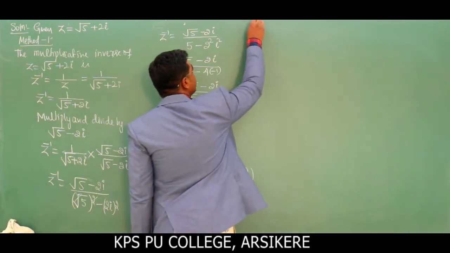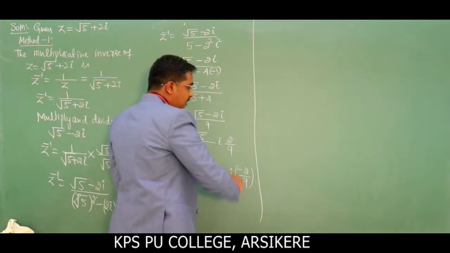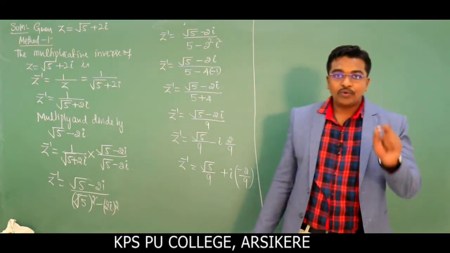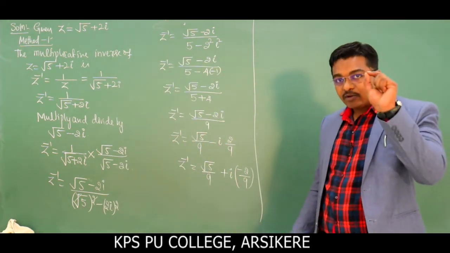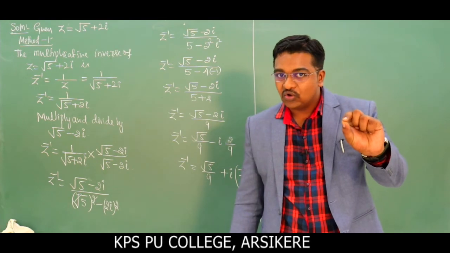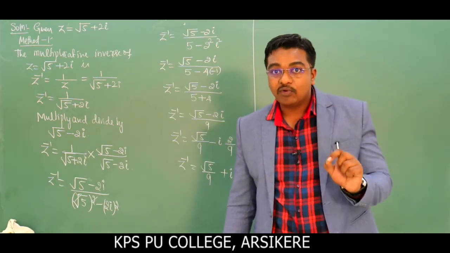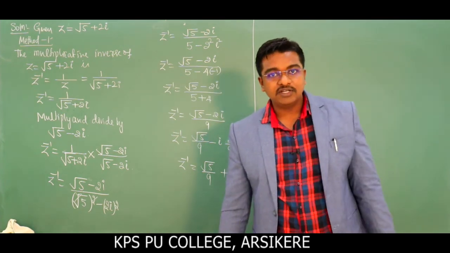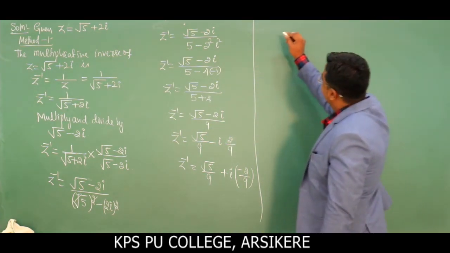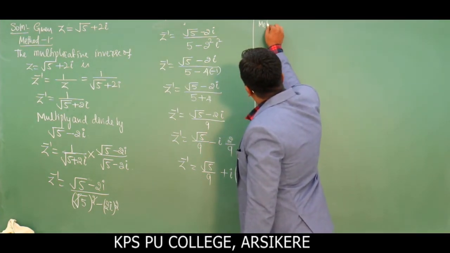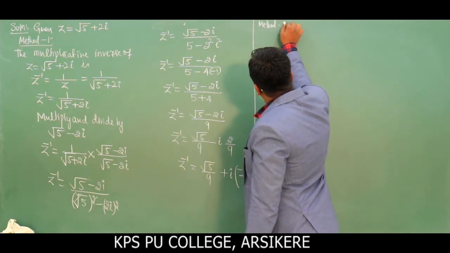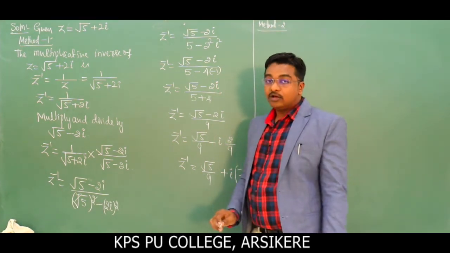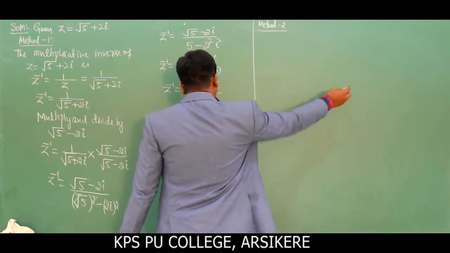We discuss method 2 now. So what is the formula? Z inverse is equal to z bar divided by mod of z whole square. Z bar divided by mod of z whole square. Method 2: the multiplicative inverse of the complex number.